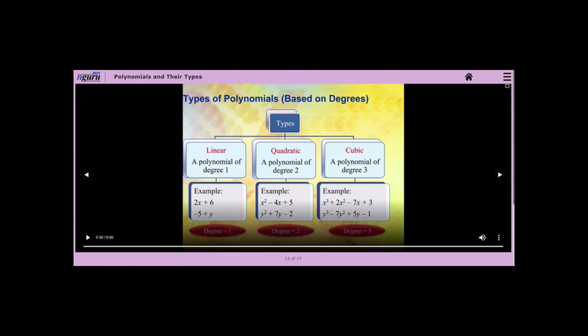Got it? Yes, ma'am. Linear, quadratic, cubic. Degree 1 linear, degree 2 quadratic, degree 3 cubic.